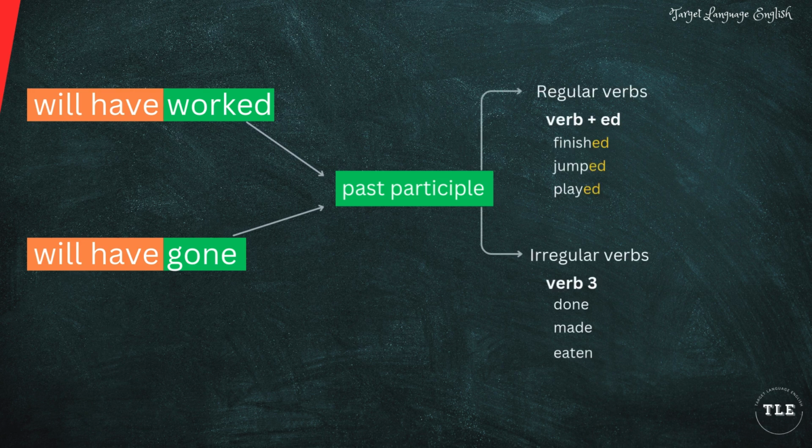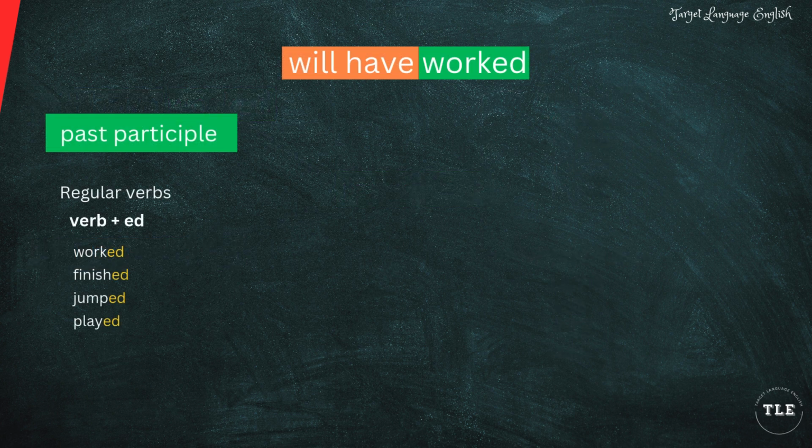Regular verbs form the past participle by adding ed to the base verb. Work, worked. Finish, finished. Jump, jumped. Play, played. But not all regular verbs form the past participle by simply adding ed. There are some spelling exceptions.